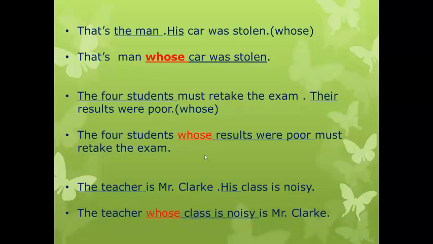As you have seen in all previous examples, the relative clause comes directly after the noun. The noun, then the clause, the noun, then the clause. Be careful with that.